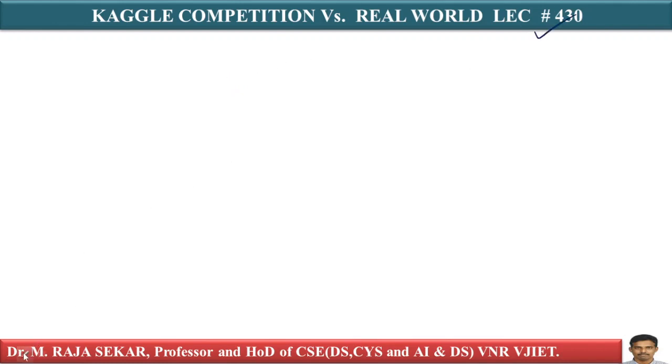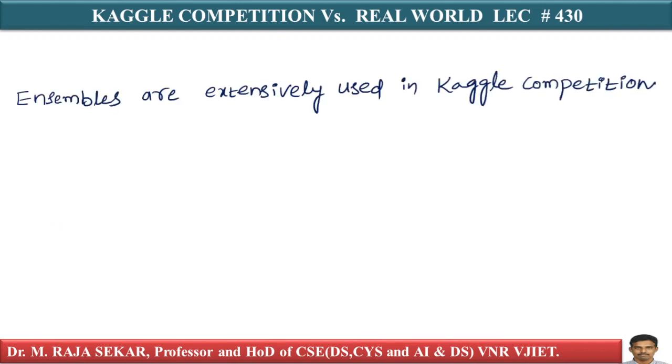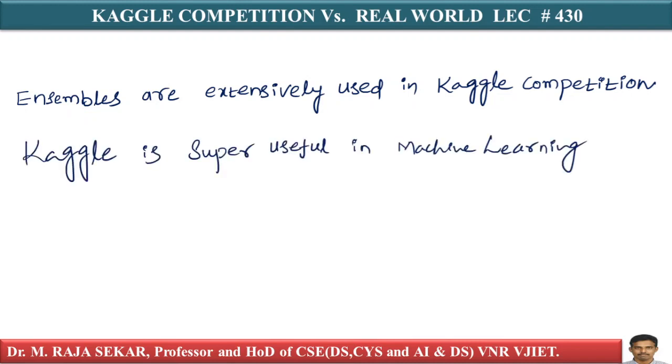In this lecture, we will try to understand Kaggle competition versus the real world. Ensembles are extensively used in competitive settings like Kaggle, or basically any machine learning competition. We will try to understand how Kaggle or any other competition is different from the real world. Kaggle is super useful to learn machine learning.